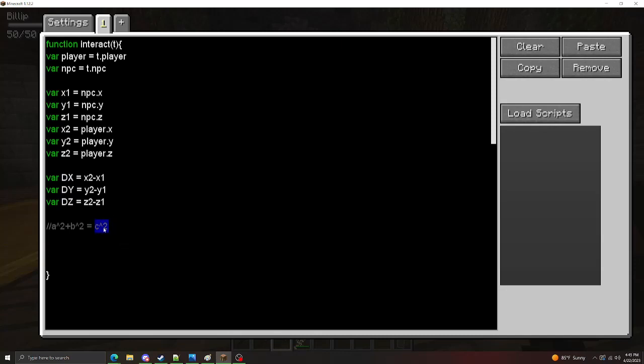Also in ECMAScript, you can't do exponents like this. You'd have to represent that using Math.pow(a, 2), right? That's how you do exponents in ECMAScript. Let's set that up for this distance here. And I don't want to write out Math.pow a lot of times, so I'm just going to be cheap and just do dx times dx. Don't worry, it's fine.